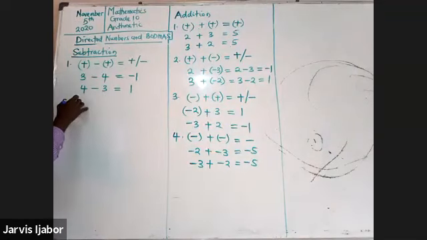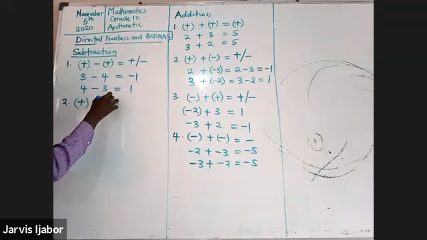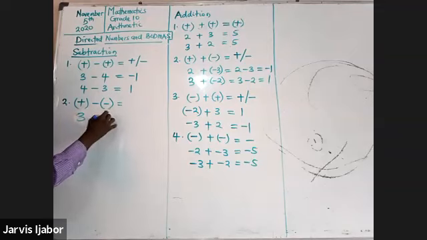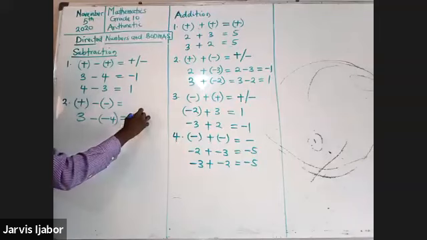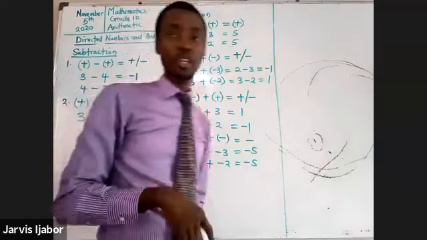So number 2, we have positive minus negative. So what happens? So I'll use my 3 and 4 again: 3 minus negative 4. This will mean what? Negative times negative will give you positive, and that will give you 7. Now I don't know how you were taught before now.